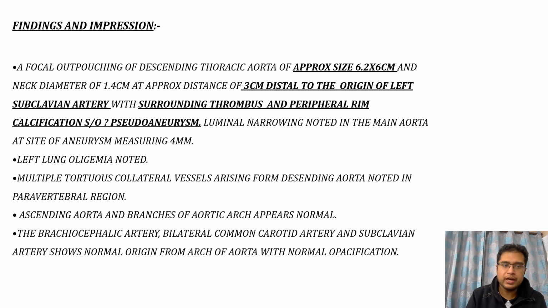I had given that there was a focal outpouching of the descending thoracic aorta. The size of the aneurysm is very important. The neck diameter is also very important, and the distance from the origin of the left subclavian artery in this particular case as a landmark, with surrounding thrombus and peripheral rim of calcification, was suggestive of a pseudoaneurysm. There were multiple tortuous collaterals also arising from the descending aorta in the paravertebral region.